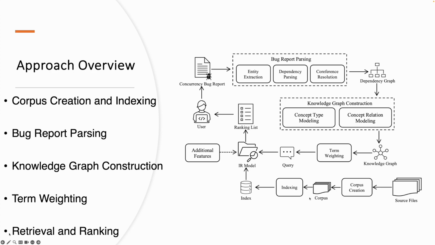Here's an overview of our approach. Given a project and its source files, we first create and index them as a corpus. Second, we parse the bug reports by using several natural language processing techniques. After parsing the bug reports, we build a knowledge graph to represent the information. Then we utilize a term weighting algorithm to identify important tokens as a search query. Finally, we apply the search query to a retrieval model to retrieve and return the ranking results.